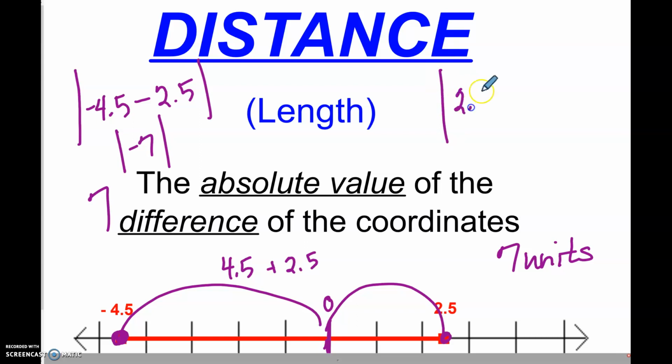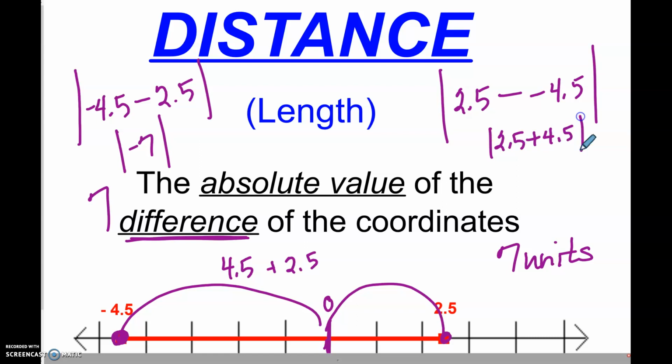Now another way that we could do that, still doing the absolute value, is to start at 2.5, and we are going to subtract, because it says it is the difference. We're going to go 2.5 minus our other number, which is -4.5. So 2.5 minus a negative is really saying 2.5 plus 4.5, and we get the absolute value of 7, and the absolute value of 7 is 7 units. So you can really do this any one of those three ways. Just remember that when you're finding distance, it is always going to be a positive value.